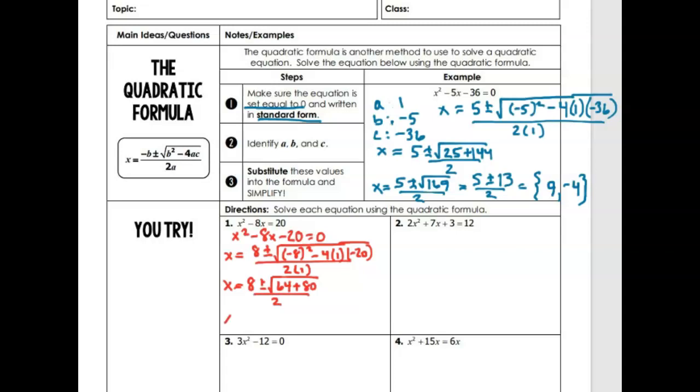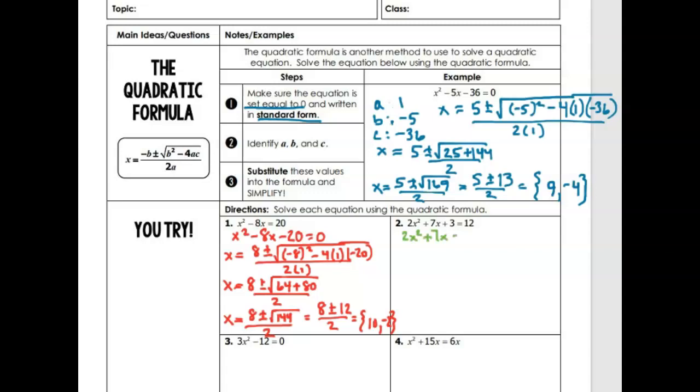And so again, work inside the parentheses, inside the square root first. Imagine that as a big set of parentheses. And then we'll end up with 8 plus or minus the square root of 144, which is also a perfect square. So we end up with some rational solutions here, and we'll end up with 8 plus 12 divided by 2, which gives us positive 10, and then 8 minus 12 divided by 2, which gives us -2 for that one.